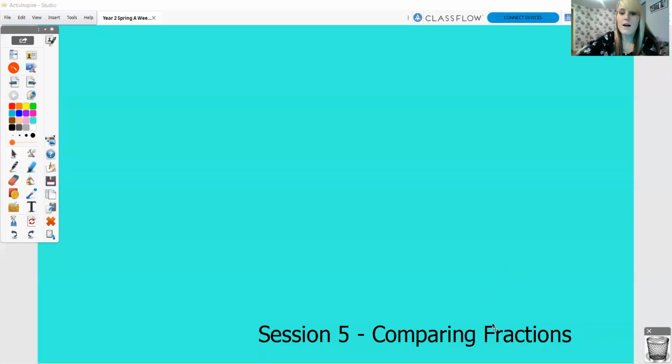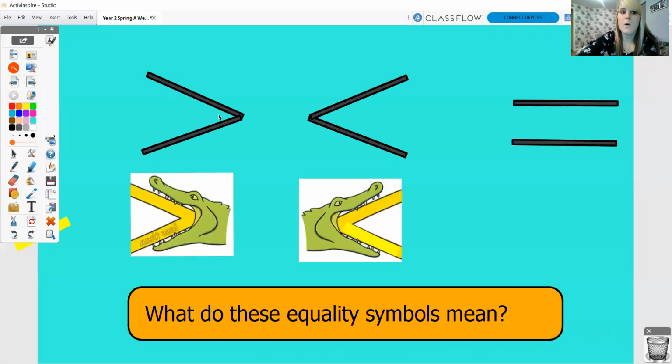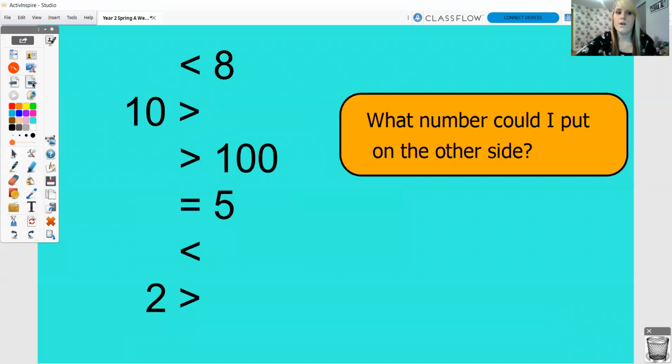So today we are comparing fractions, and that means we will be using the equality sign to compare two fractions. Miss Warren likes to refer to them as greedy crocodiles, okay? And the crocodiles always eat the largest amount. So if the mouth is facing this way, we eat the big amount here, and if the mouth is facing this way, we eat the big amount over there. And then, of course, if the symbol is like this, it means equals. So that means it's the same on both sides. So let's have a look.